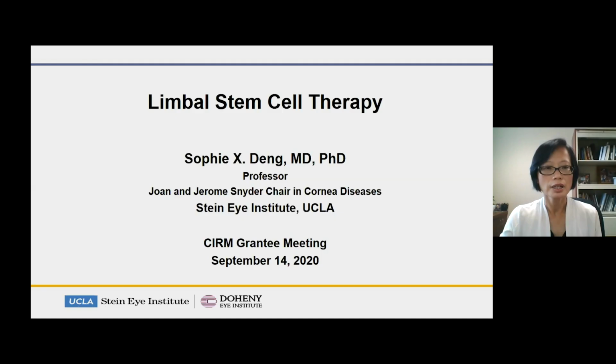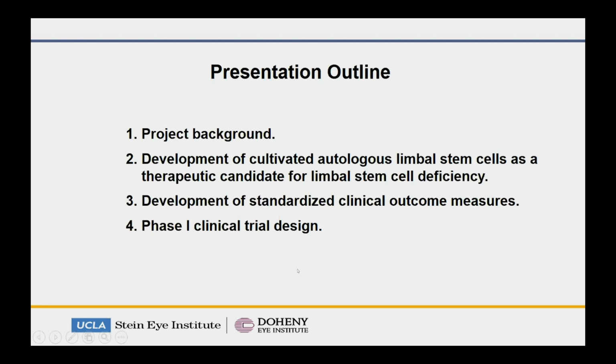I would like to thank the organizers for giving me the opportunity to share our work to develop this limbal stem cell therapy. My presentation will be divided into four parts: background, then development of the therapeutic candidate, followed by development of the outcome measure, and finally, the phase one clinical trial design.